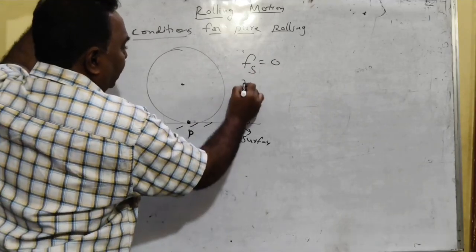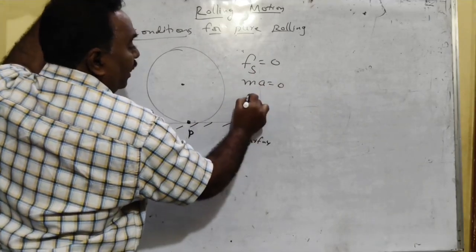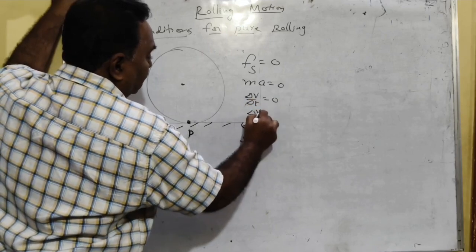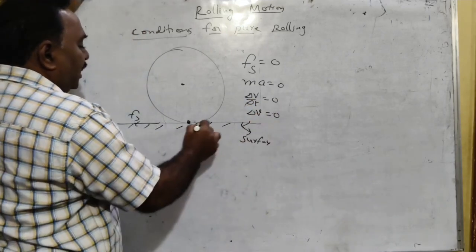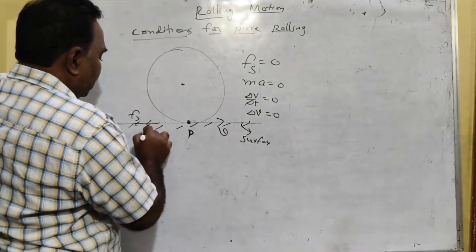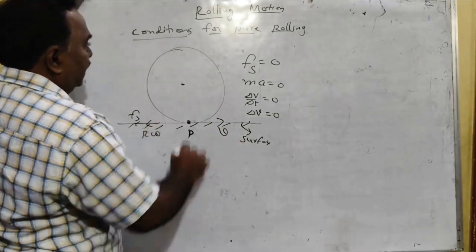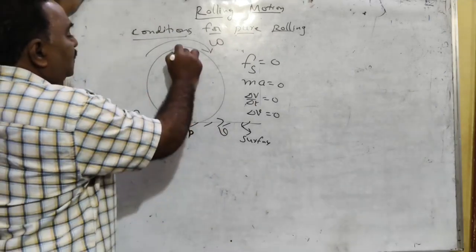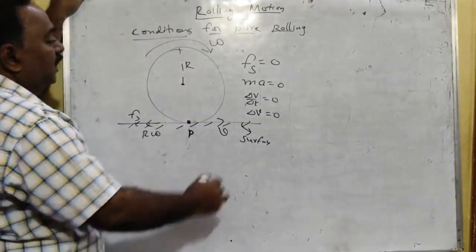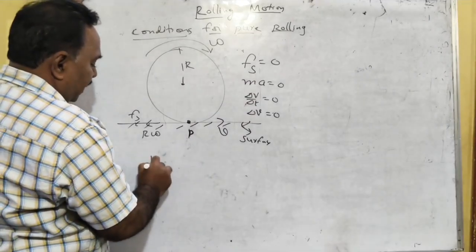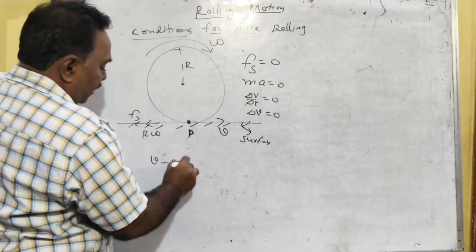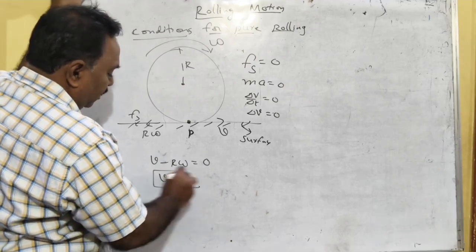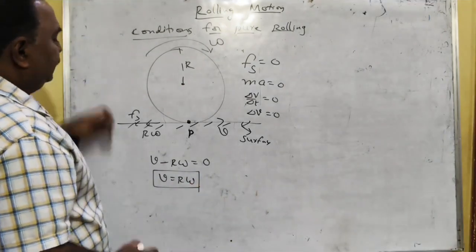Why? Because net force 0 means ma is equal to 0, which means a, the change in velocity by time, is 0, so the change in velocity is 0. But here, what is the change in velocity? V in the forward direction and r omega in the backward direction, when the body is rolling in the clockwise direction with radius r. Then according to this, the change in velocity is the difference V minus r omega, which is equal to 0. Therefore, V is equal to r omega. This is the condition for pure rolling.